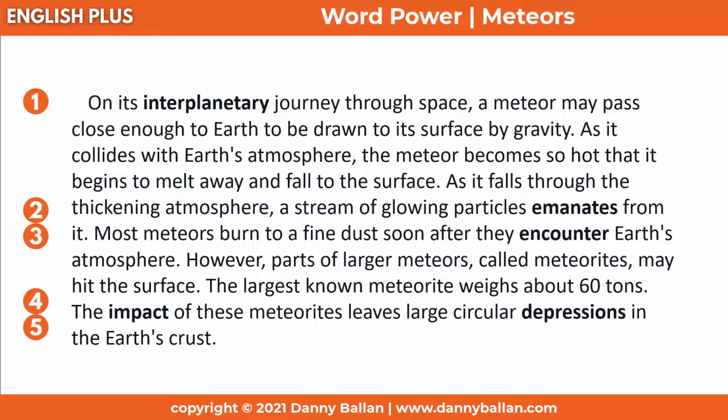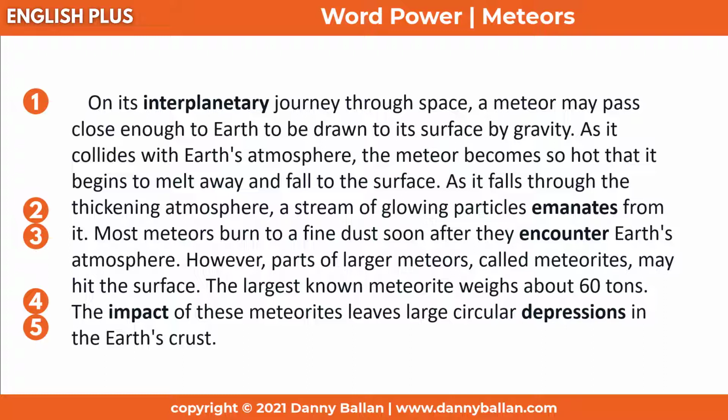So, meteors. On its interplanetary journey through space, a meteor may pass close enough to Earth to be drawn to its surface by gravity. As it collides with Earth's atmosphere, the meteor becomes so hot that it begins to melt away and fall to the surface. As it falls through the thickening atmosphere, a stream of glowing particles emanates from it. Most meteors burn to a fine dust soon after they encounter Earth's atmosphere. However, parts of larger meteors, called meteorites, may hit the surface.